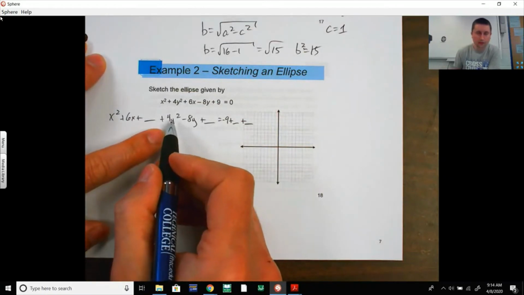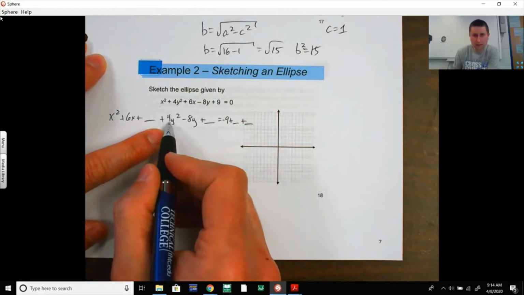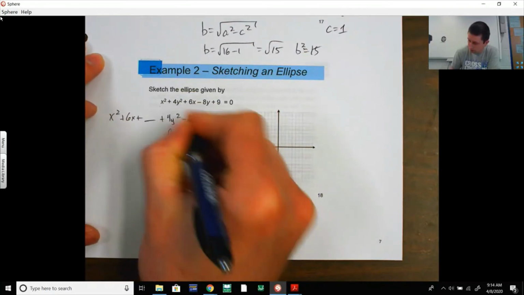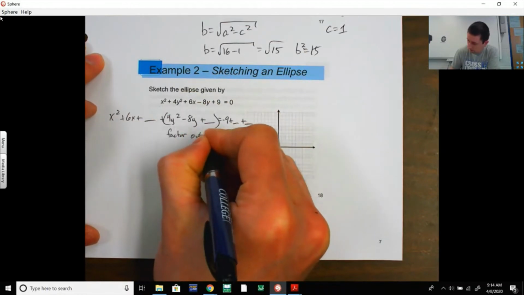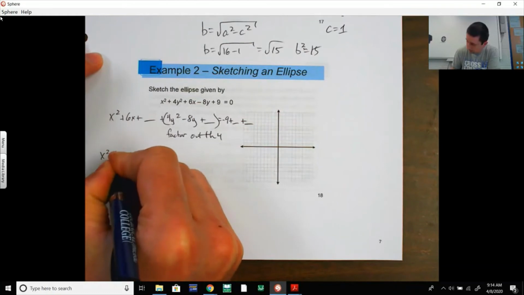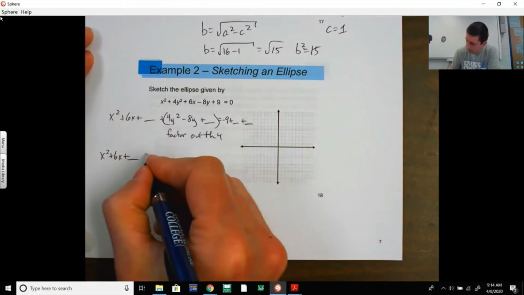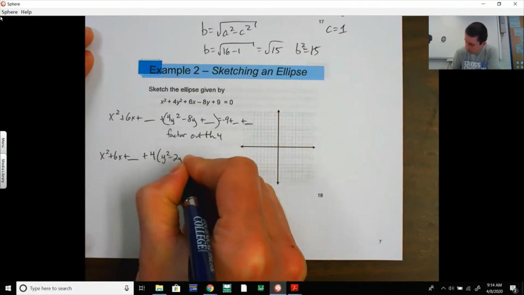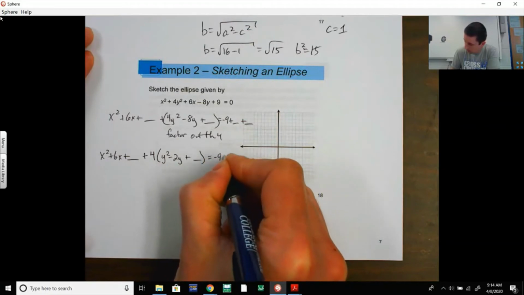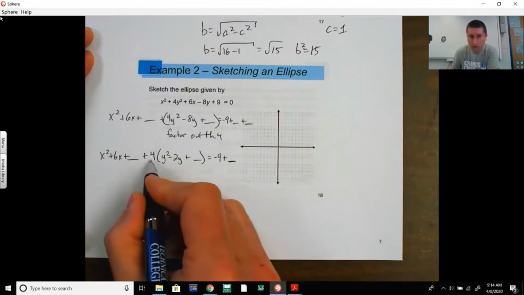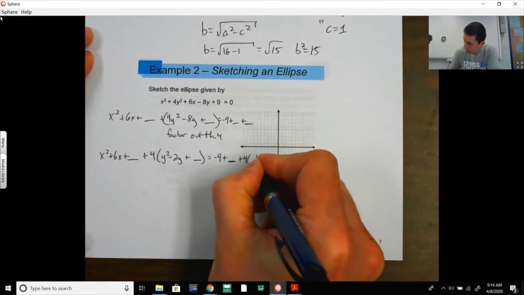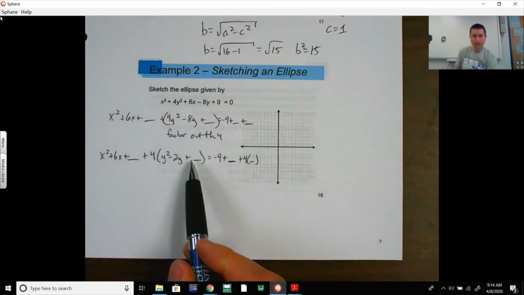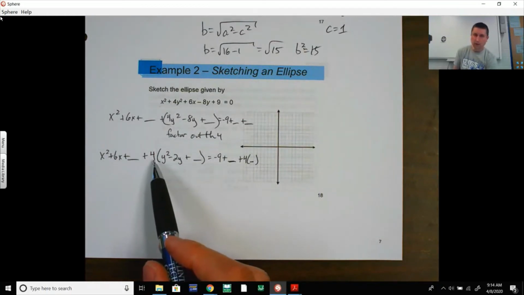Now what you have to do with an ellipse, you see this 4 here. You cannot complete the square until that 4 is off that. So we have to factor out the 4 just out of this part here. So it looks like x squared plus 6x plus blank, plus 4 times the quantity y squared minus 2y plus blank equals negative 9 plus blank. Now look at this. I factored out a 4, so it's plus 4 times blank. Because whatever number you add here has to be multiplied by 4. That's the value you're actually putting on this side.